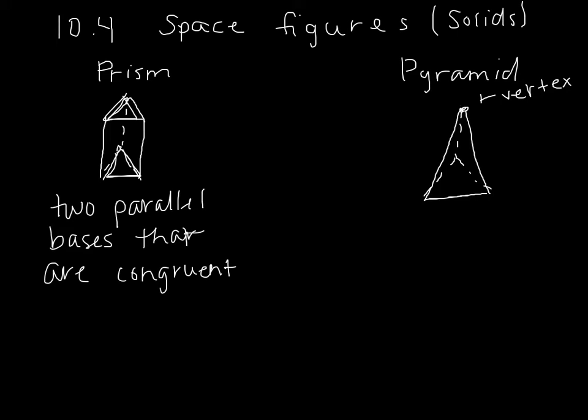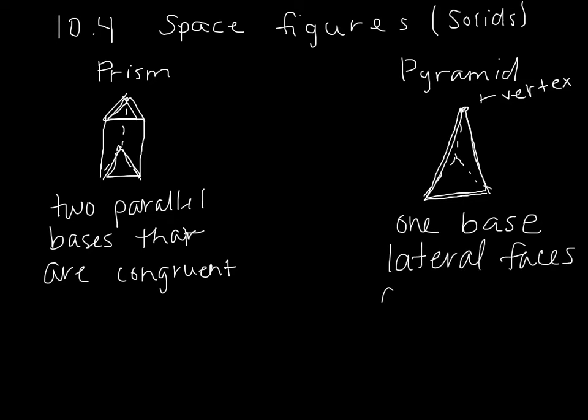So a pyramid has one base that is a polygon, so it has to be more than one side. And the lateral faces, so right here, lateral faces are triangles. Okay, so I've got a triangle. If I flipped it over, I'd have a triangle and a triangle and a triangle. All right, we have a few more shapes to talk about.